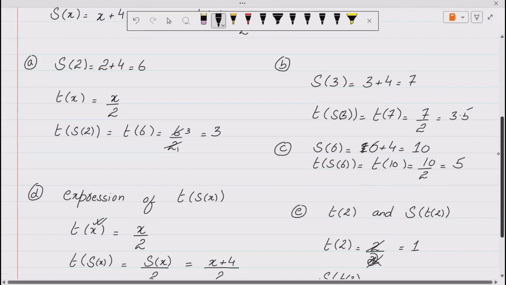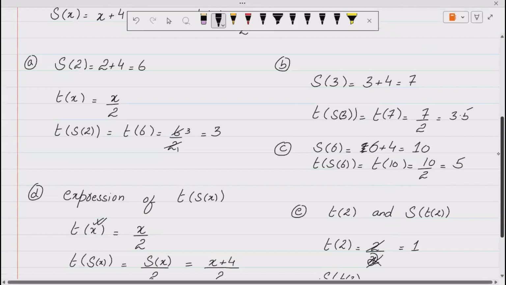Now do part G. Part G is again we have to find T of minus 10 first. So T of x is x upon 2. So minus 10 upon 2, so we got minus 5. And then S of T of minus 10. So T of minus 10 we already found is minus 5. So we have to find S of minus 5. S of x is x plus 4, so we write minus 5 plus 4, in place of x I write minus 5. So it becomes minus 1. So G part is complete.